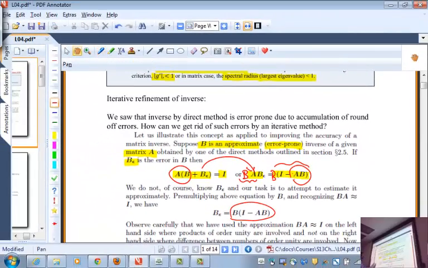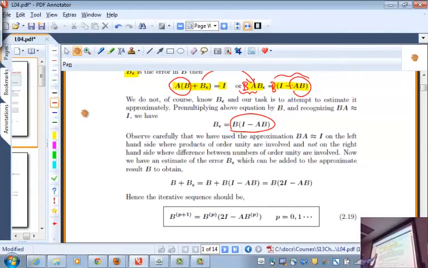Using that idea, I have an estimate for B epsilon, the error. Then what I'm doing is adding B plus B epsilon. I'm adding B to both sides, and I'm going to call this the next iterate, B at P plus 1. P plus 1 is the next iteration level. On the right hand side, I'm just going to combine these two, B plus B, which is 2B_P. So 2I minus AB_P. But these are done at the previous iteration level.